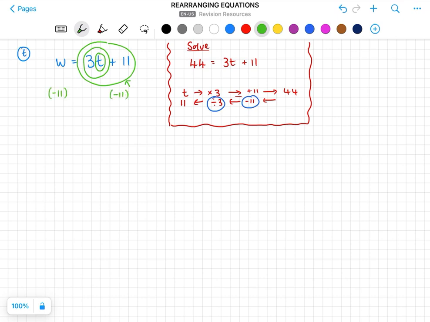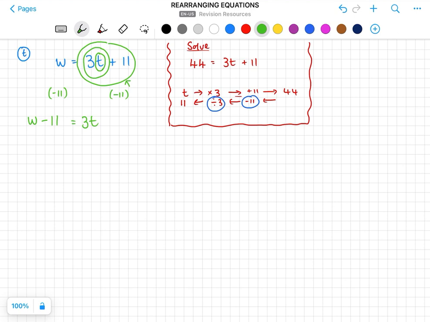Whatever you are doing to one side of your equation, you must be doing to the whole equation, both sides of your equals. So plus 11 minus 11 cancels the 11 out from the right hand side. Then that leaves us with, we just say what we see, w minus 11.